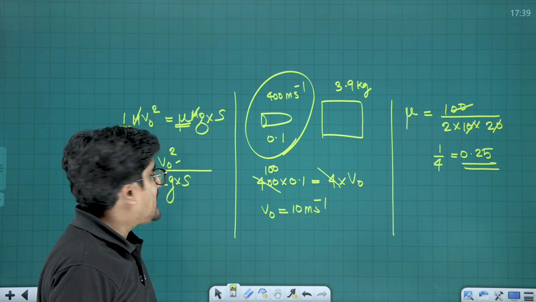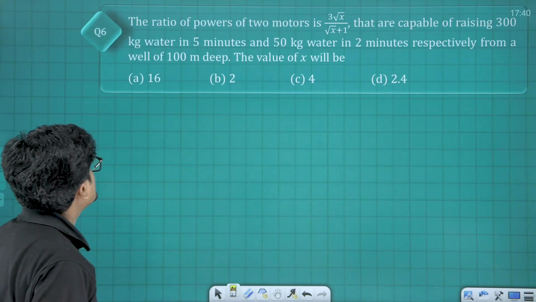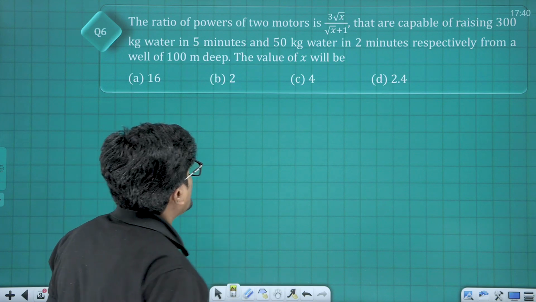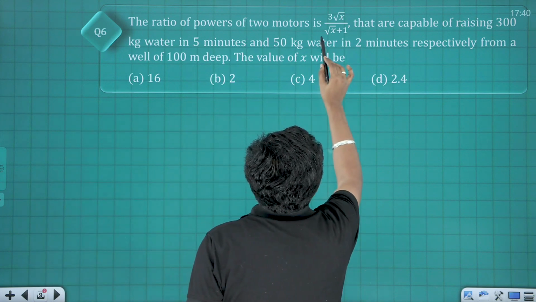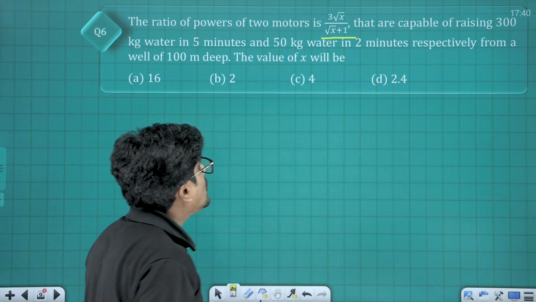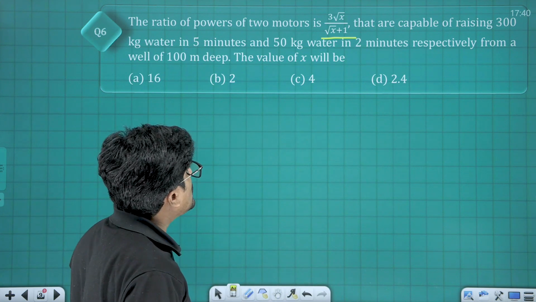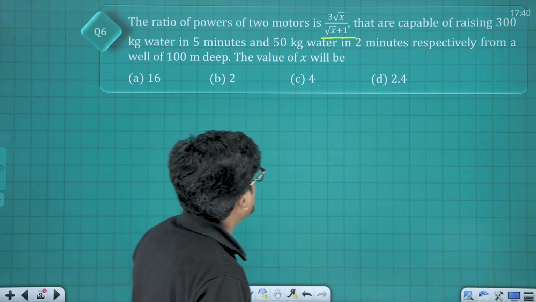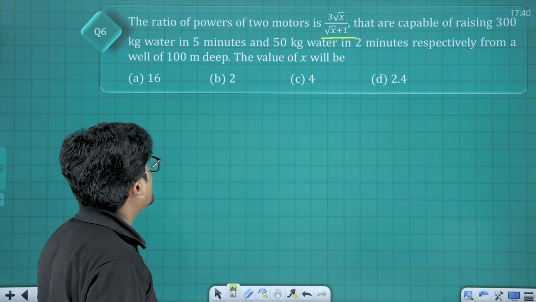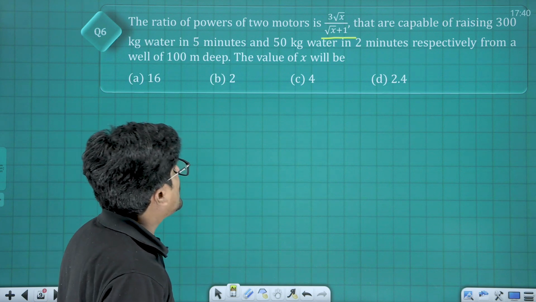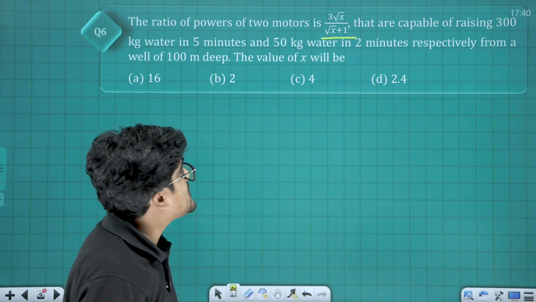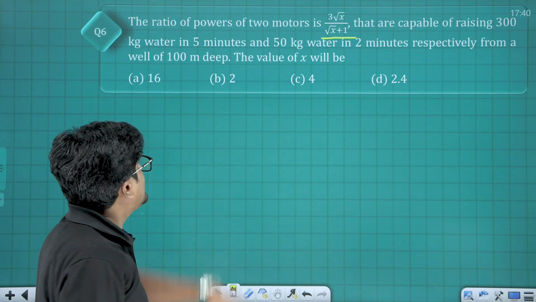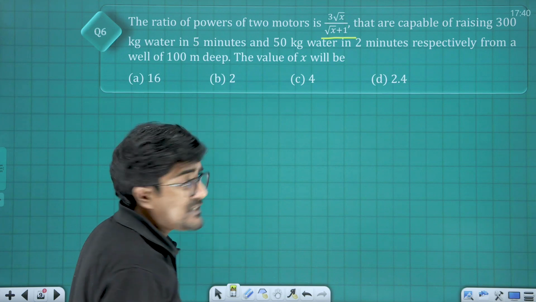So now let me take you to the next question. That is question number 6. Question number 6 says, the ratio of power of two motors is 3 root x upon root of x plus 1. I repeat, 3 root x upon root of x plus 1, that are capable of raising 300 kilogram water in 5 minutes and 50 kilogram water in 2 minutes respectively, from a well of 100 meter deep, then the value of x is.